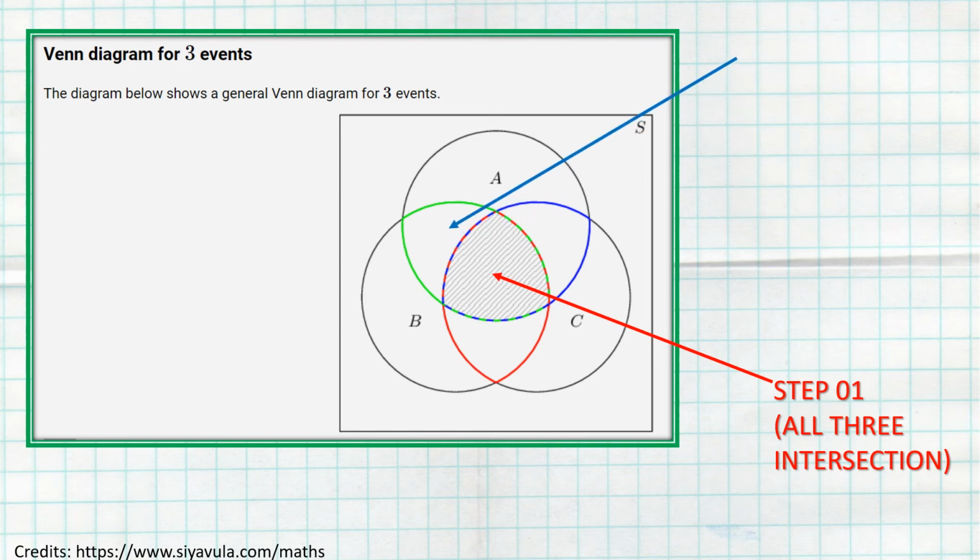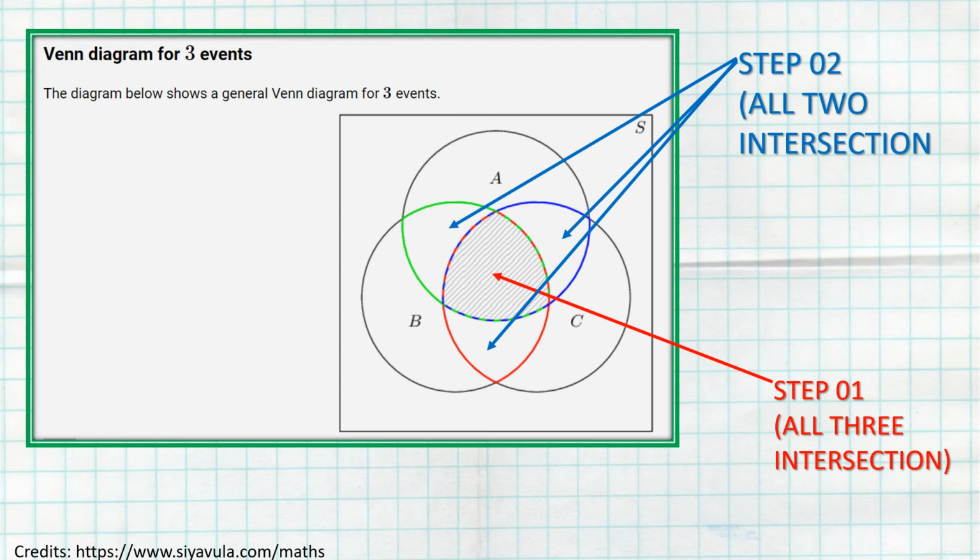Then you're just gonna move to the other intersections. This is step number 2, where you focus on all the 2-event intersections, where 2 events intersect. Step number 1, you start at the intersection of all 3. That's where you start if you want to complete your Venn diagram. Then in step number 2, you go to the other intersections, all the 2-event intersections.